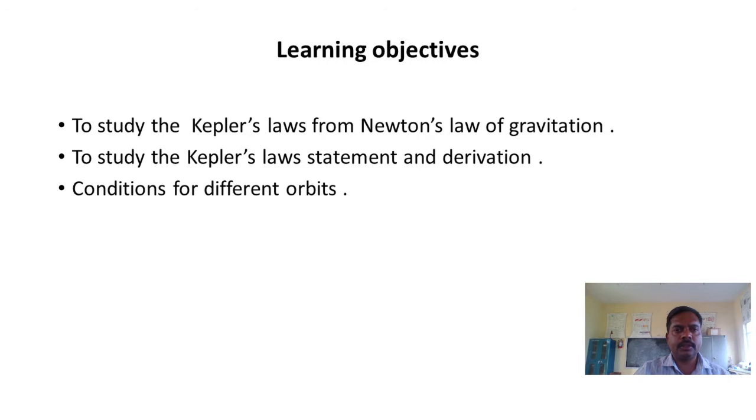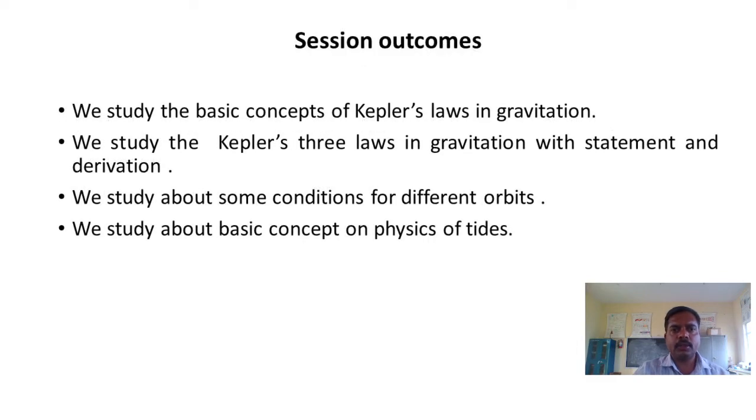Learning objectives: to study Kepler's laws from Newton's laws of gravitation, to study Kepler's laws, statements and derivations, and conditions for different orbits. Session outcomes: we study the basic concepts of Kepler's laws in gravitation. We study Kepler's three laws in gravitation with statement and derivation. We study some conditions of different orbits.